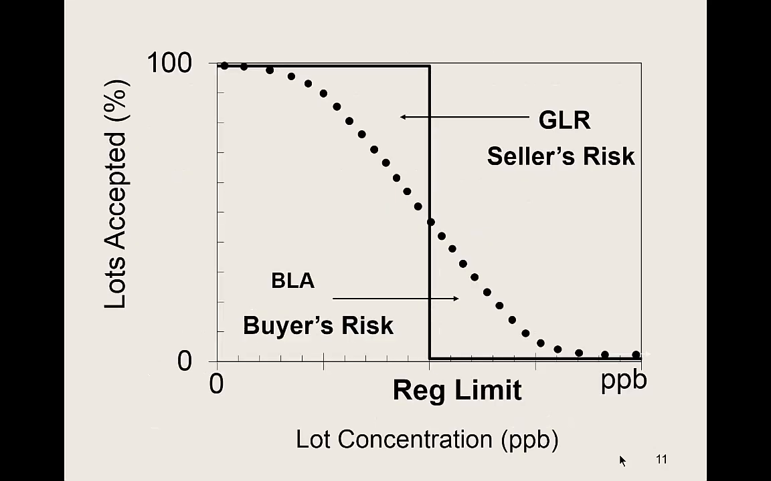So again, you've seen this before. We want to generate an operating characteristic curve, which is basically the performance of your sampling plan. The area to the left of this regulatory limit, but above the curve, are good lots rejected. That's your seller's risk. And the area below the curve, but above the regulatory limit, these are bad lots accepted. And that's your buyer's risk.